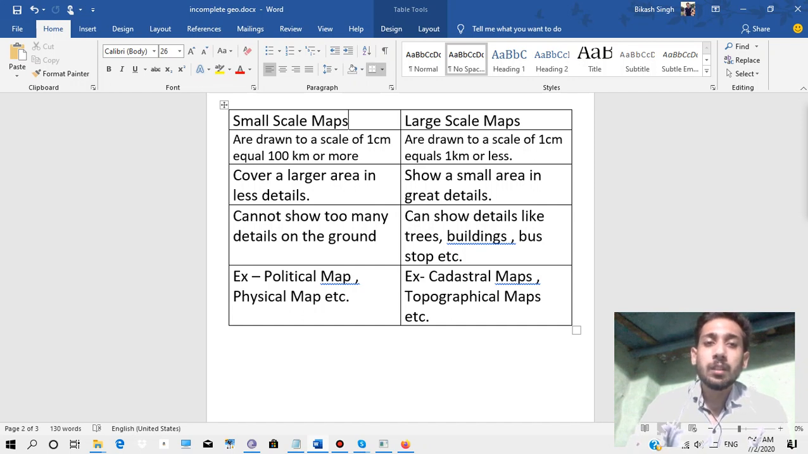Thereafter, the third point is that small scale maps cannot show too many details on the ground. They won't show great detail as it appears in large scale maps. Large scale maps show details like buses, trees, buildings, etc., but small scale maps are not able to describe large detail because the area is larger. Examples of small scale maps are political maps and physical maps, while examples of large scale maps are cadastral maps and topographical maps. So these are the differences.